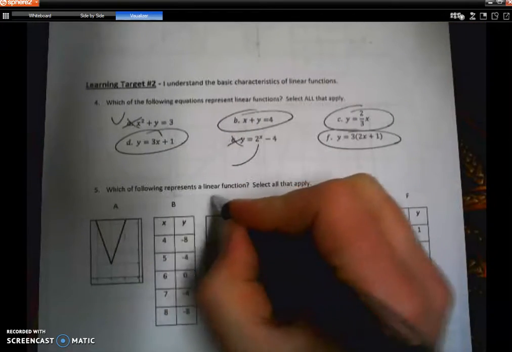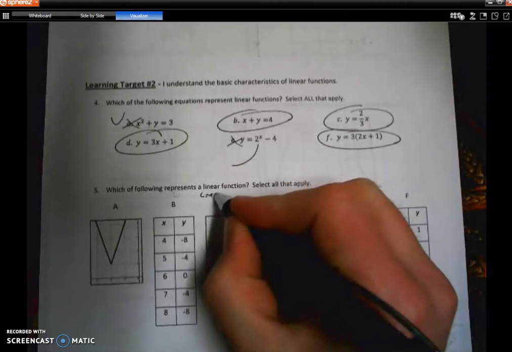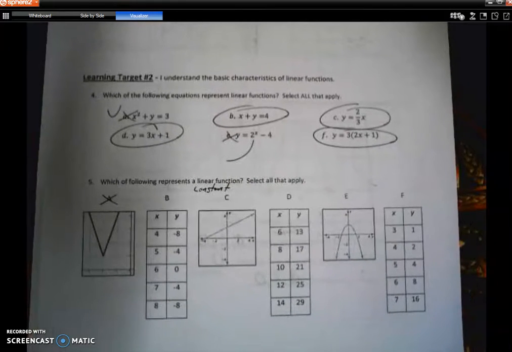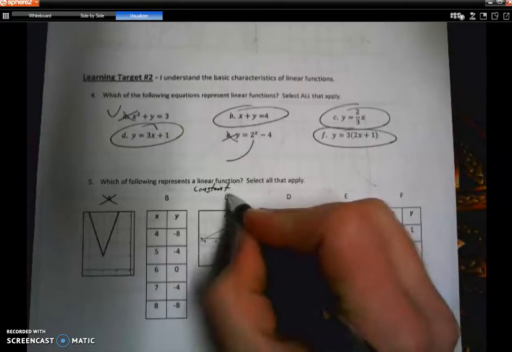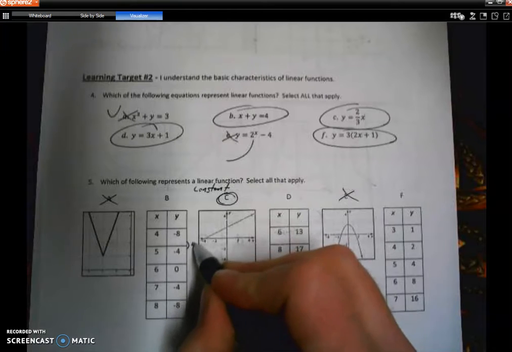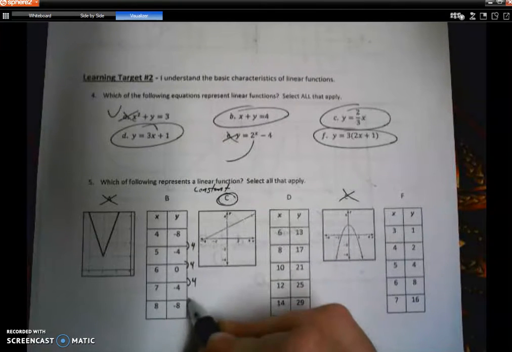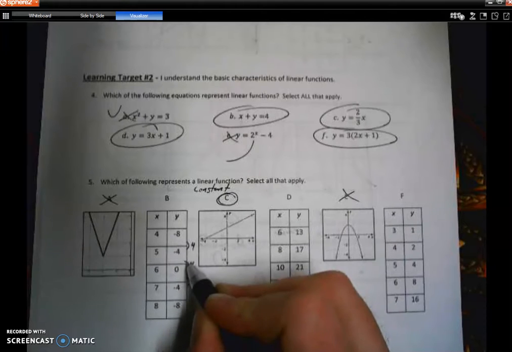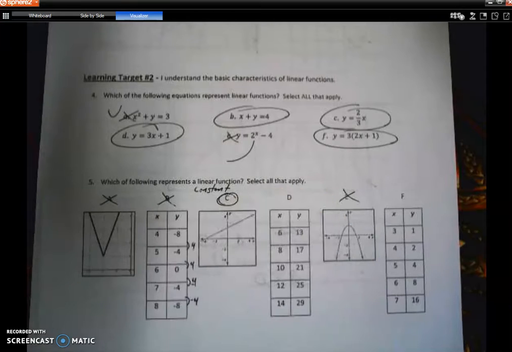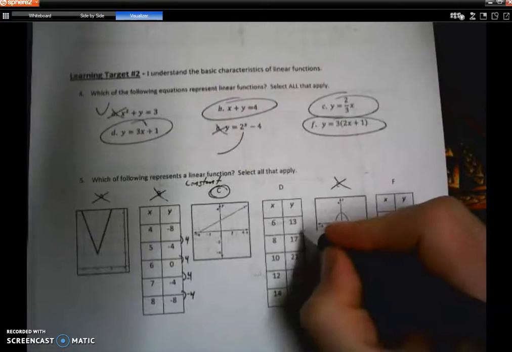Which of the following represents a linear function? Now remember, linear means straight line or constant, right? So A curves, that's not linear. C's pretty obvious. It's a straight line, that's linear, which means E would not be. So now we look here. It's going up 4, up 4, up 4. Ooh, nope. Then it goes back down 4, down 4. It changed. That's not consistent, so B's not a linear function.